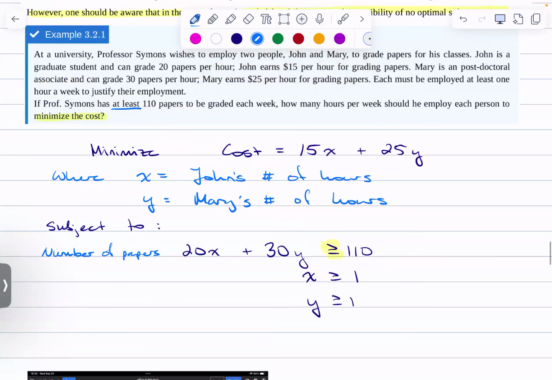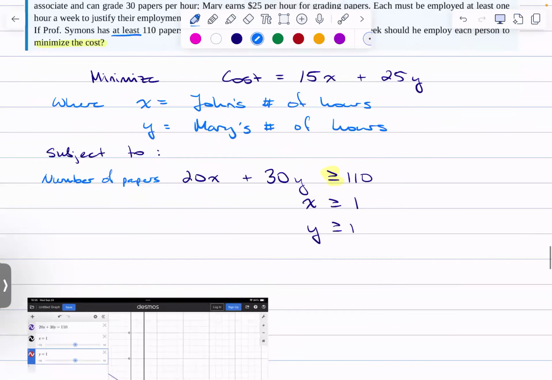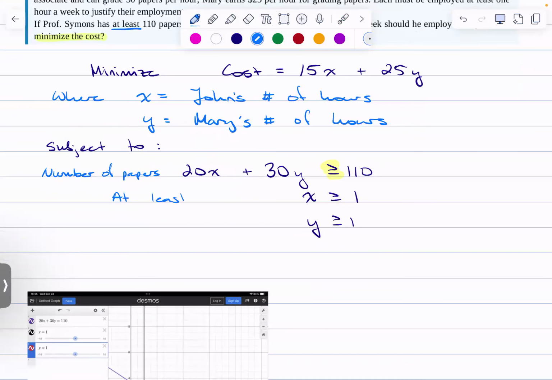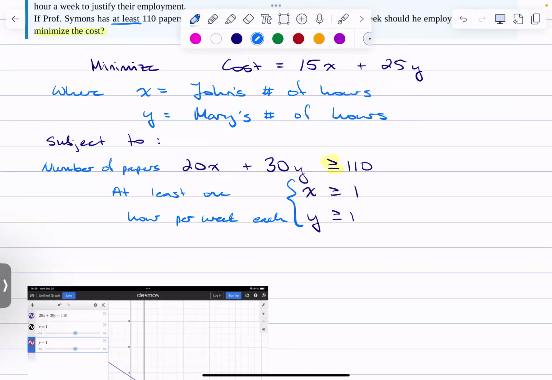There are no other constraints, except, sorry, I said that and then I saw them. Usually it's x is greater than 0, y is greater than 0, but here x has to be greater than or equal to 1 and y has to be greater than or equal to 1, because each must be employed at least 1 hour a week. And so at least 1 hour per week each. Explain those two. Okay.